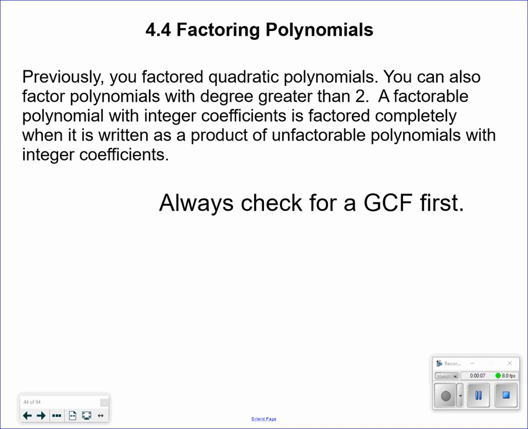Section 4.4, we're going to dive more into factoring, except we're going to be factoring things that are not just quadratic. So we're going to upgrade our degree. It doesn't change how we factor something, but always check for a GCF first. So again, that should always be your first part of factoring. If I want to factor something, I should always look to see if there is a greatest common factor.